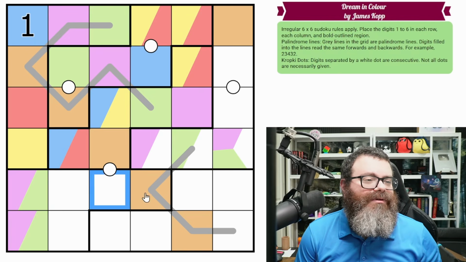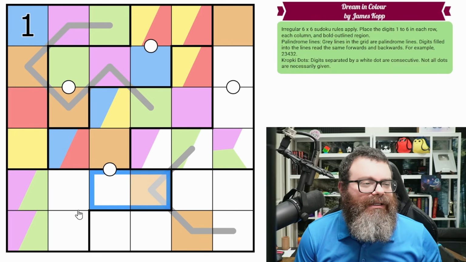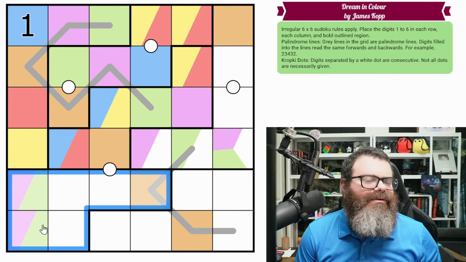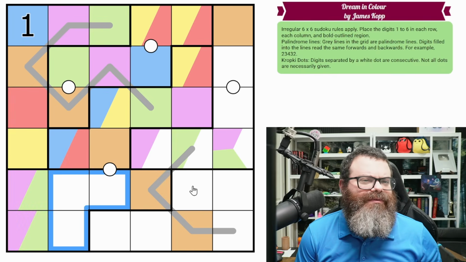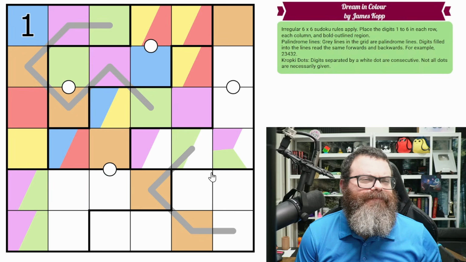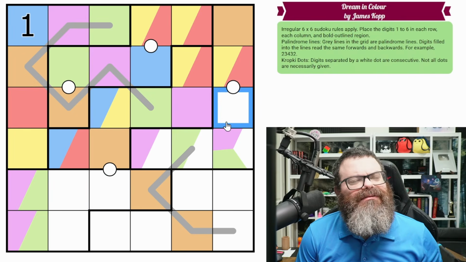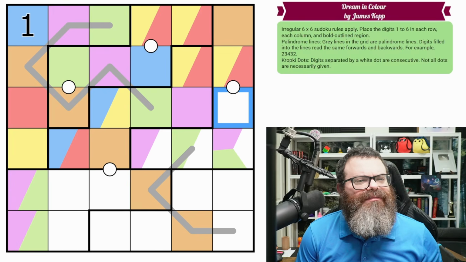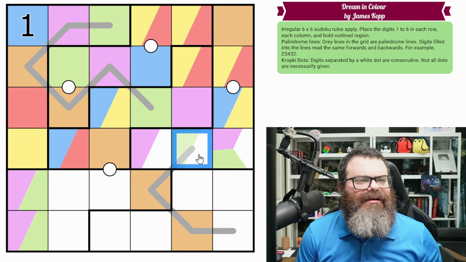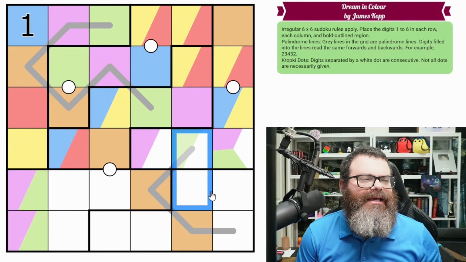This column, or is it this region? This region has orange, purple, and green already. So we need red, yellow, and blue. Oh, this row just needs another yellow, red. This row just needs another blue, yellow. Interesting. This yellow-red pair. So what does this column still need? It needs a blue and a green.